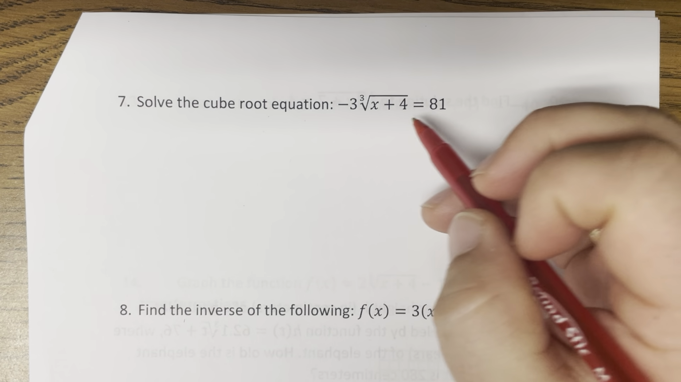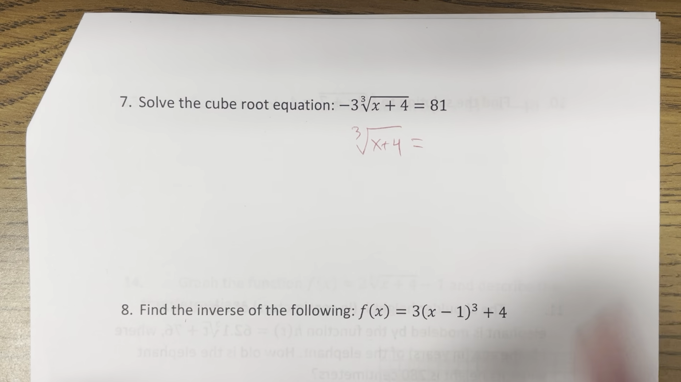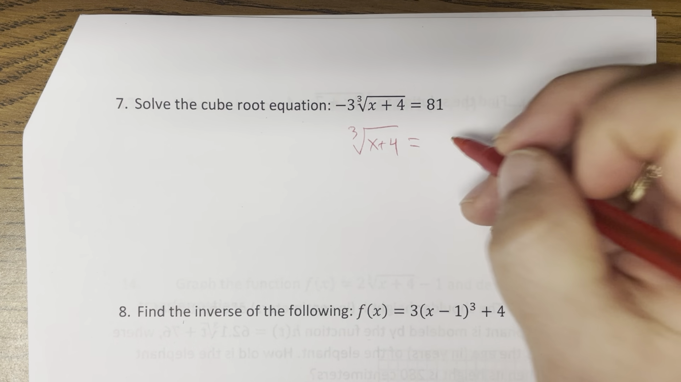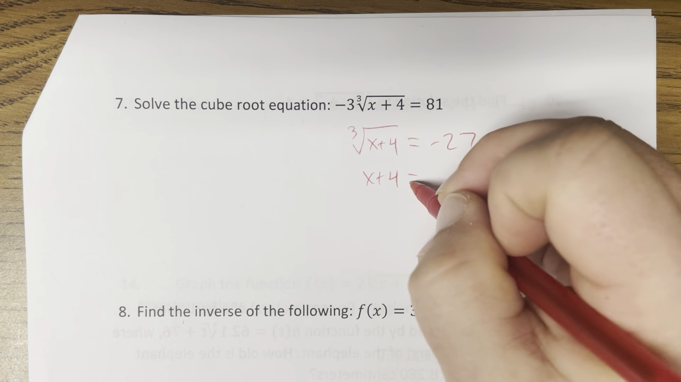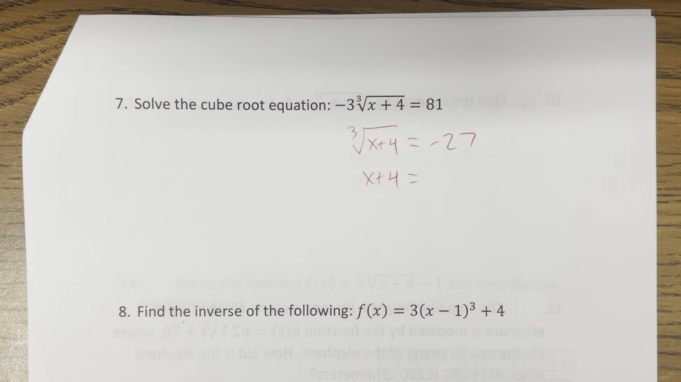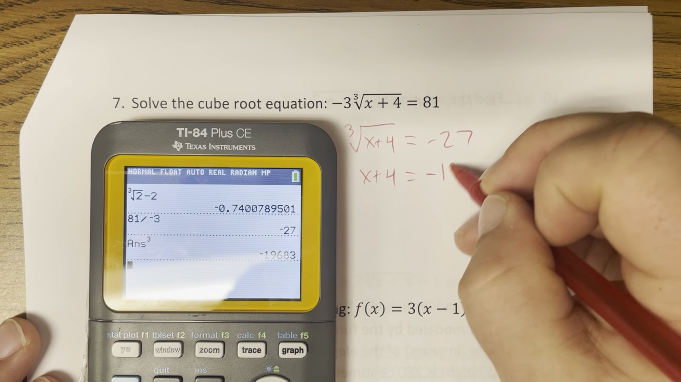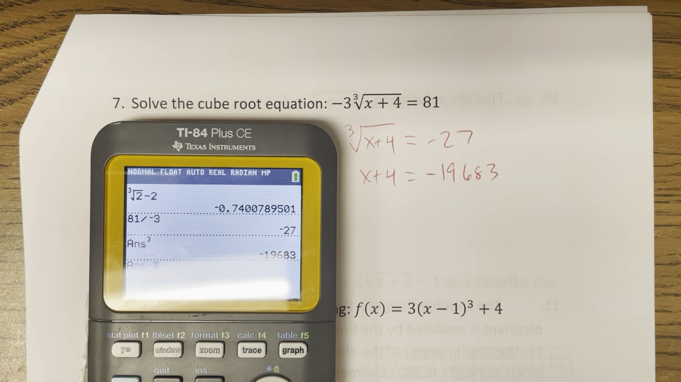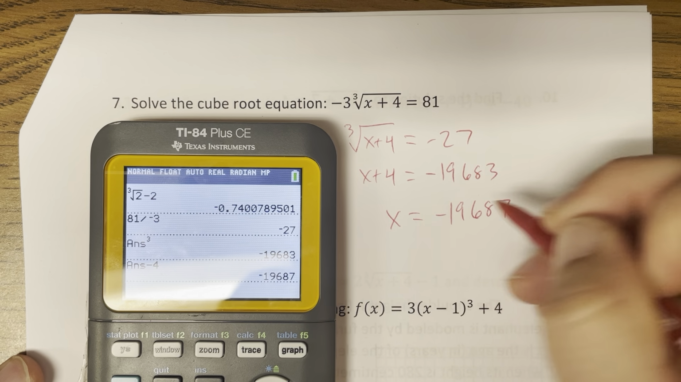All right, we're going to solve this one. So we'll start off dividing by -3, which I believe is -27, and then we'll cube it to get rid of the cube root. So we're going to cube the -27. There's my work that I've put in my calculator so far. -19,683, and then we'll subtract 4. So x equals -19,687.